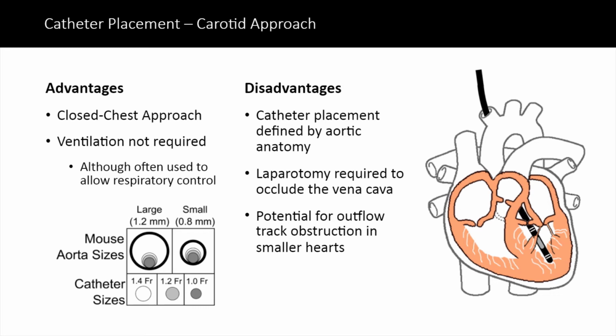So you could see their relative sizes and how that could have implications. In the large vessel, maybe it's not such a big deal, but in the small aorta, where it's down in the 0.8 millimeter range, it can be a significant issue. And so it's something to keep in mind as you're making decisions about how you want to approach the insertion of the catheter within the ventricle. Okay, so that's the carotid approach. It has some pluses and some minuses, as with every approach, I think you'll find.